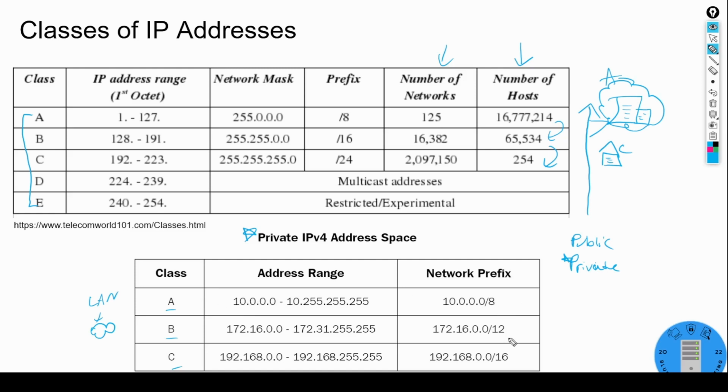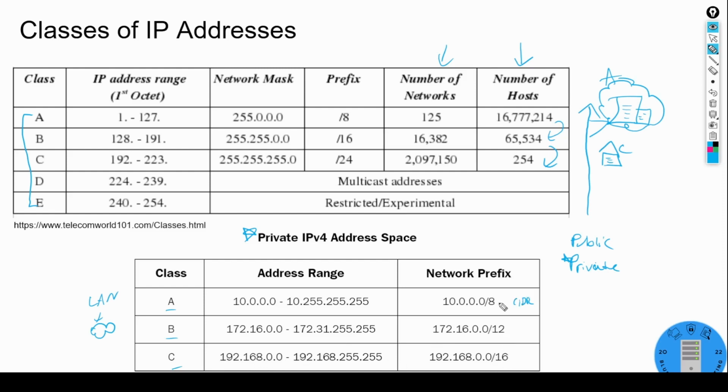And I would know your network prefix, so your CIDRs here. Class A is your 10.x IPs, and it's going to have a /8. Your class B is going to be 172.16 to 172.31. It's going to have a /12 range, and your class C is going to be your 192.168 IPs, and it's going to have a /16.